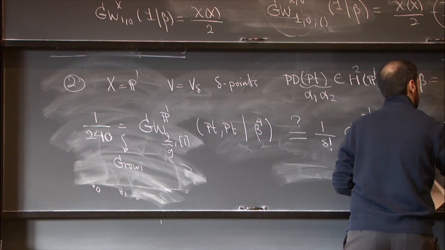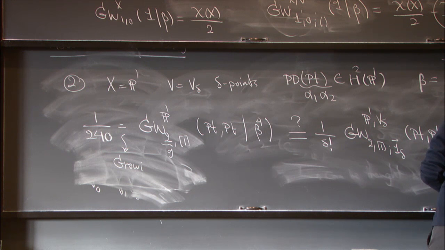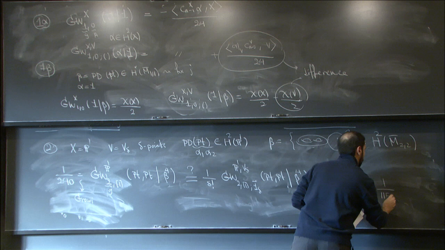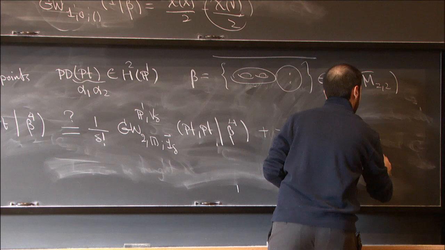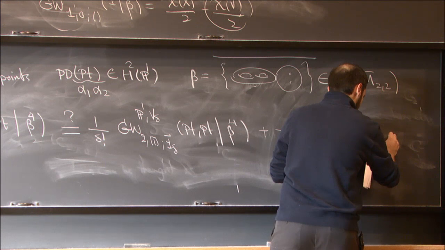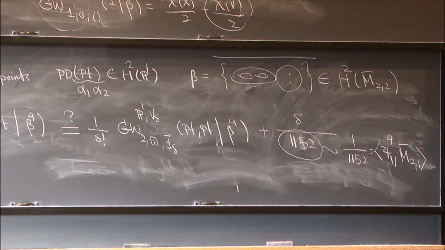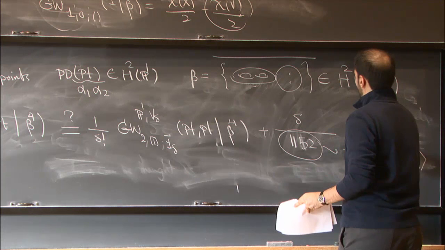And the answer is no, they are not equal. The difference is the following. The difference is delta over 1 over 1, 1, 5, 2. And if you wonder where this 1, 1, 5, 2 comes from, that's equal to some integral over the Deligne-Mumford space. So that's example 2, when you allow genus to be bigger than or equal to 2 and n less than or equal to 4. So the difference between these two is this number.